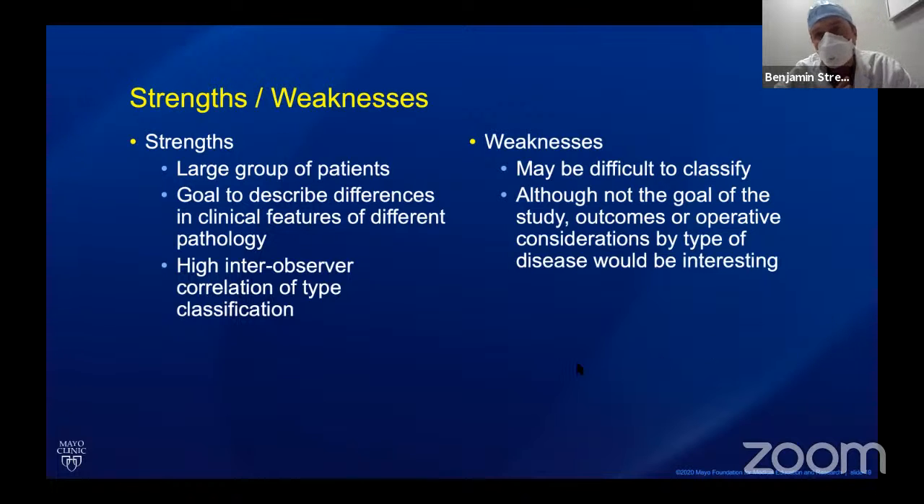The strengths and weaknesses of this paper, I thought, were several. The strengths, obviously, is that it's a very large group of patients with a relatively rare disease. Their goal was to describe the differences in the clinical features of different pathology, which I think could be very helpful in trying to understand the natural history and being able to counsel patients on what the outcomes might be. They also found a high inter-observer correlation of their classification.